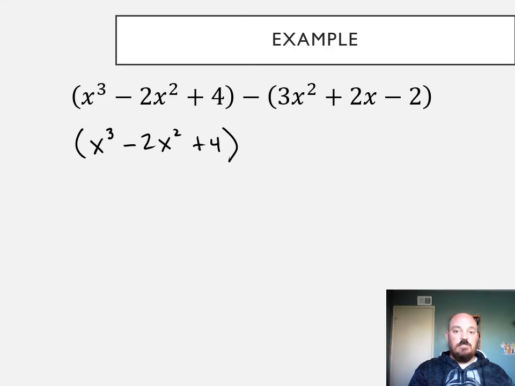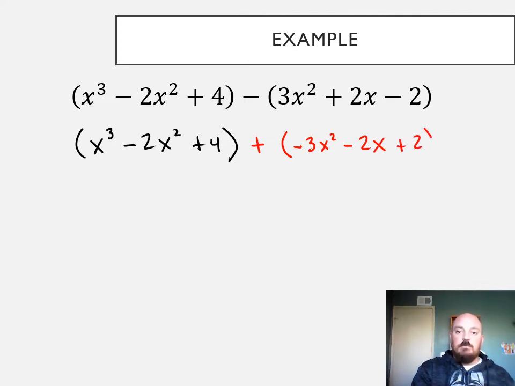Now here's where I'm going to change it. If I want to change that subtraction into addition, what I need to do is go through and change every single sign, not just one of them, or not just two of them. I need to change every single sign on the second one. So that positive 3x squared becomes negative 3x squared. The plus 2x becomes minus 2x. And the minus 2 becomes plus 2.